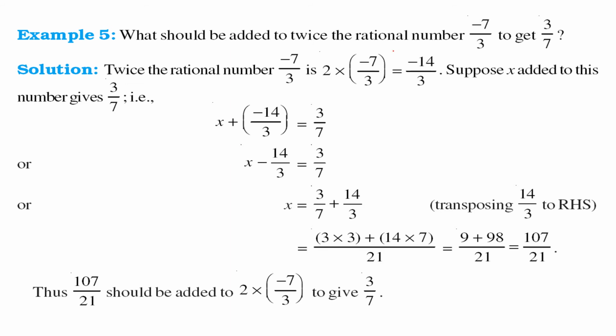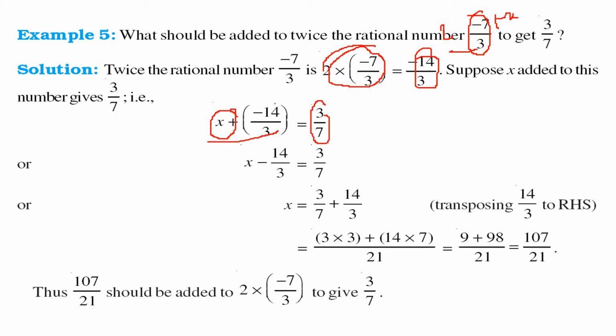What should be added to twice the rational number minus 7 by 3 to get 3 by 7? So first of all, we have to take the twice, and then we have to add some value to get 3 by 7. So 2 into minus 7 by 3 plus something. That is 2 into minus 7 by 3, which is nothing but minus 14 by 3. So x plus minus 14 by 3. So you have to add something to this to get 3 by 7. So what is the best solution?